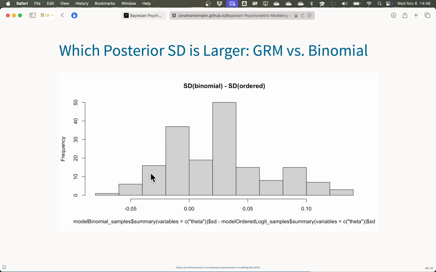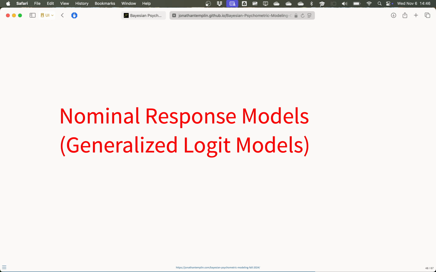And which one's larger? This is basically what you see: the standard deviation for binomial minus the standard deviation for ordered. So anything positive here indicates when the binomial is larger. Anything negative indicates when the graded response model is larger. And you can see it's largely the binomial that tends to have a little bit bigger standard deviation than the graded response model. So that's the graded response model.